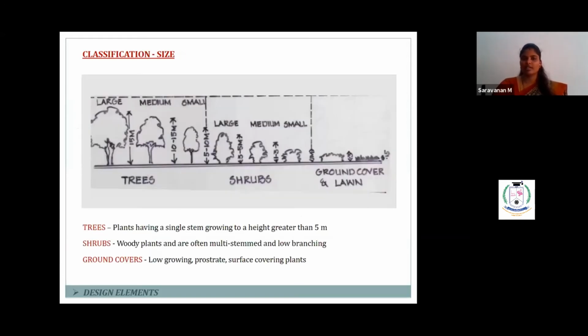The first one is the size. When it comes to size, you can see the trees are classified into three: large, medium, and small. Large trees are 15, medium is 10 to 15, and small is 5 to 10. Then you have your shrubs, large, medium, small: 3 to 5, 1 to 3, and 1 meter. And then you have your ground cover lawn, which is 0.15. So these are the classifications of plants according to size.